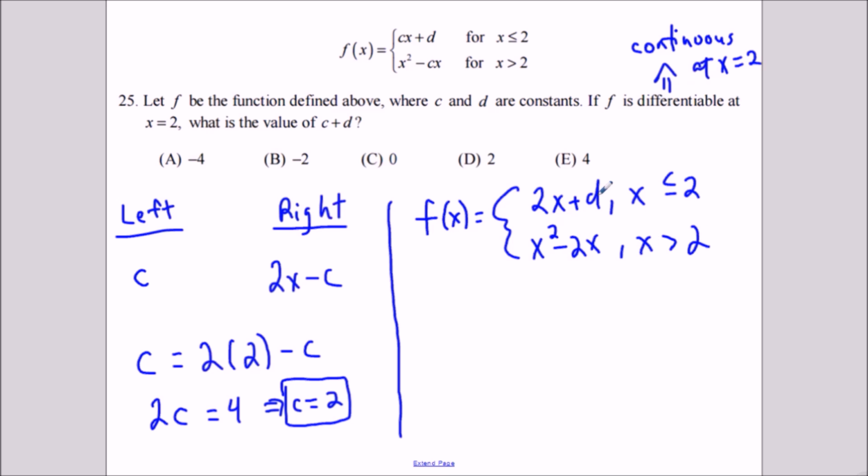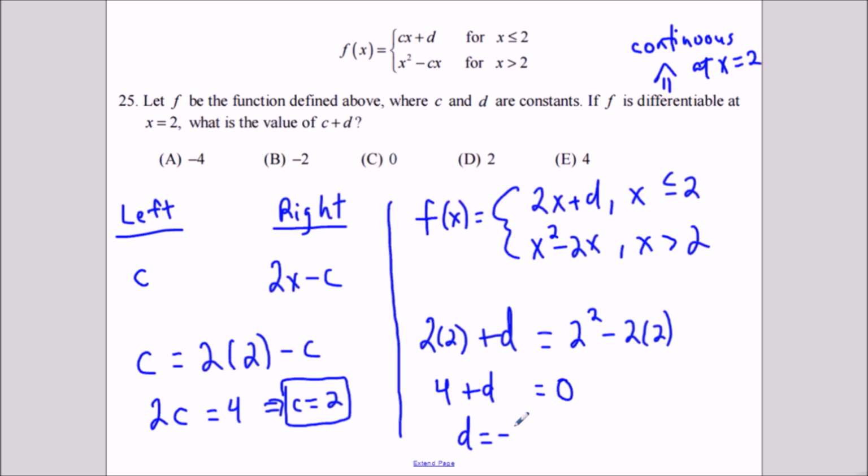So we could set the left side equal to the right side when x is equal to 2. So the left side, we would have 2 times, instead of x, we're plugging in 2, plus d equals 2 squared minus 2 times 2. The right side is going to give us 0, and the left side is going to give us 4 plus d, which tells us d is equal to negative 4. But remember, they're not asking us to solve for c or d. They want us to find the value of c plus d. So c plus d, if we do 2 plus negative 4, is negative 2, which works out to choice B.